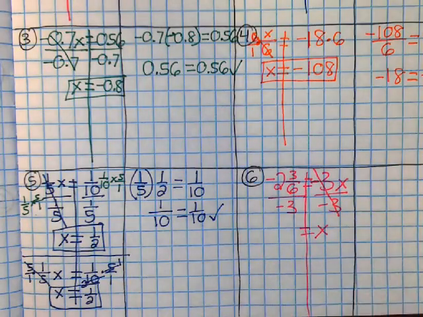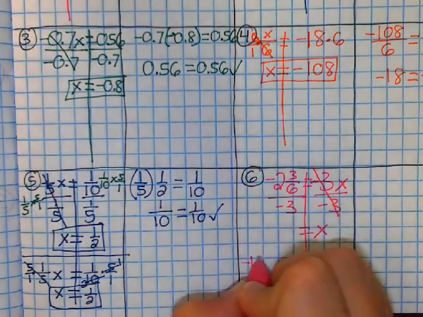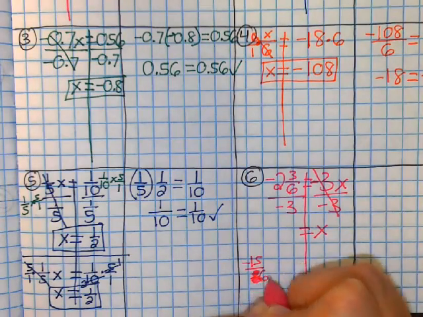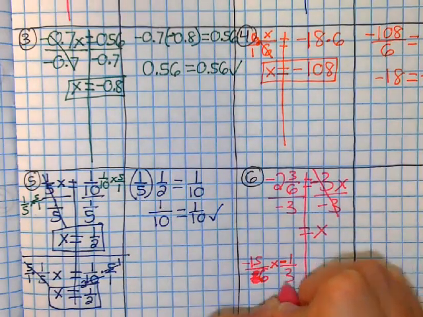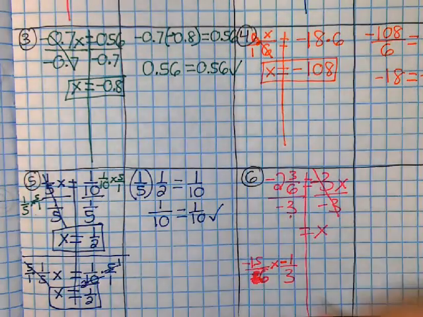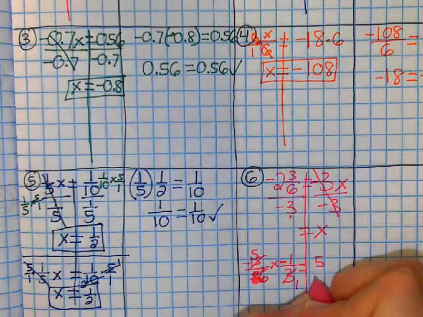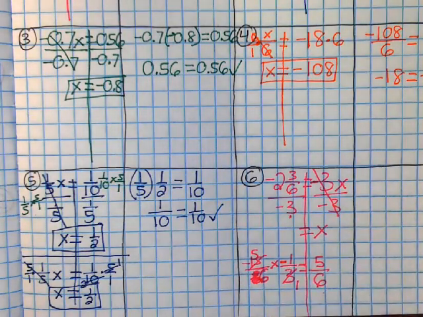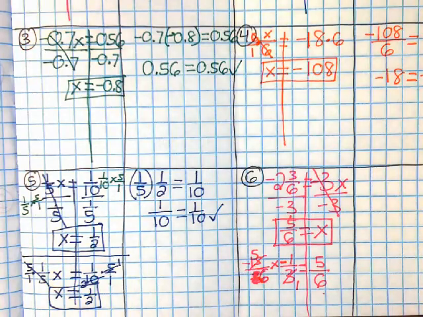I need to figure out what negative 2 3/6 divided by negative 3 equals. Well, I need to change this into an improper fraction. 6 times 2 is 12, plus 3 is 15. So I have negative 15 over 6 times a negative 1/3. Because remember, I'm reciprocaling. Cross simplify. 1, 5. Now I can multiply across. Negative 5 times negative 1 is 5. 6 times 1 is 6. Negative times a negative gets me a positive. So my answer is positive 5/6.